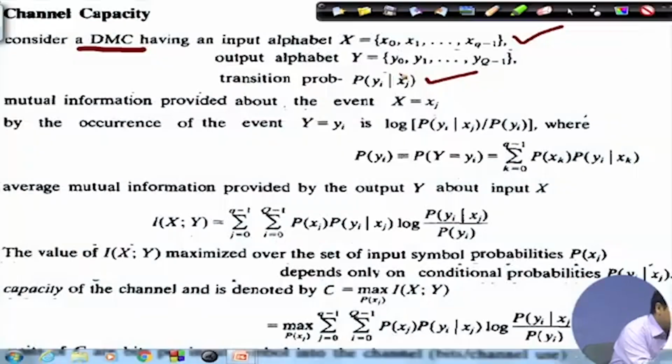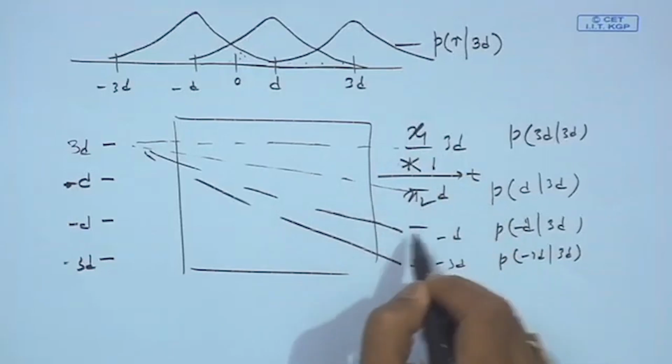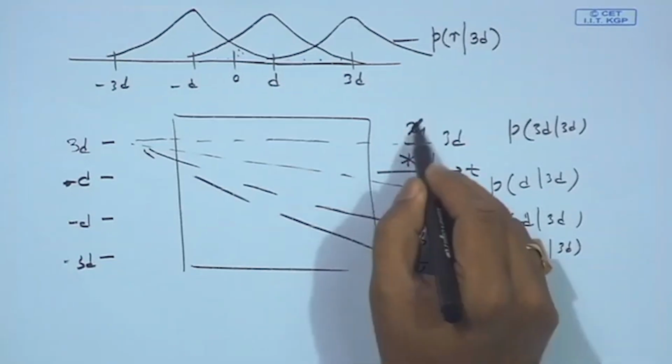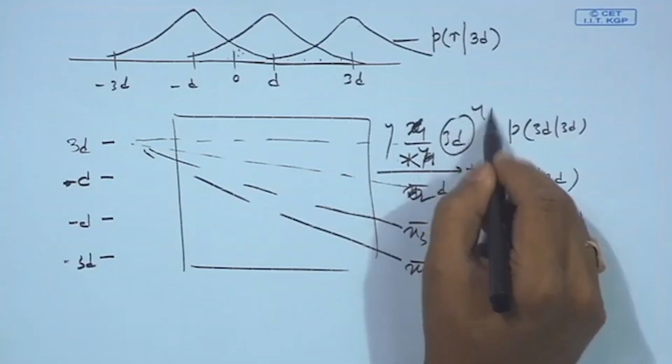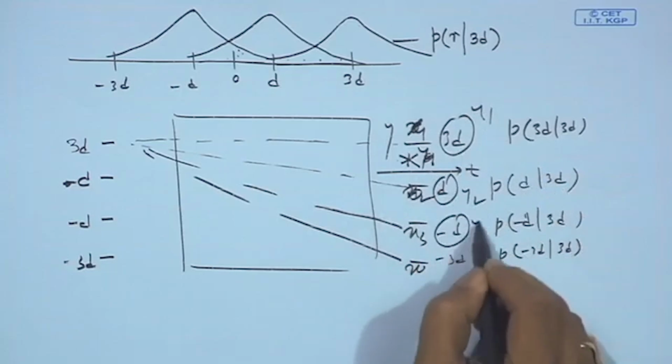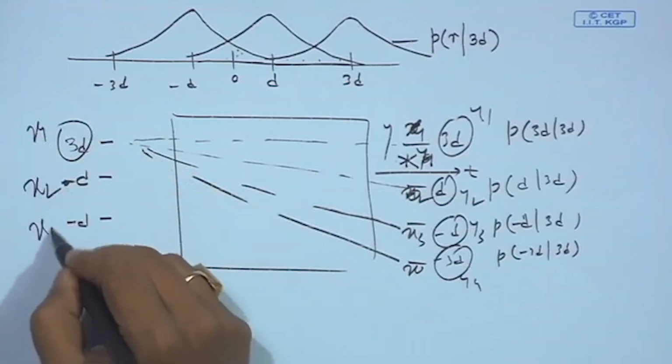And there is the definition of the term called mutual information. We will just use it without delving into much detail. Mutual information is provided about the event X equals x_i by the occurrence of Y equals y_j. What it means is that I have observed; let us say this is y 1, y 2, y 3, y 4, and this is x 1, x 2, x 3, x 4.